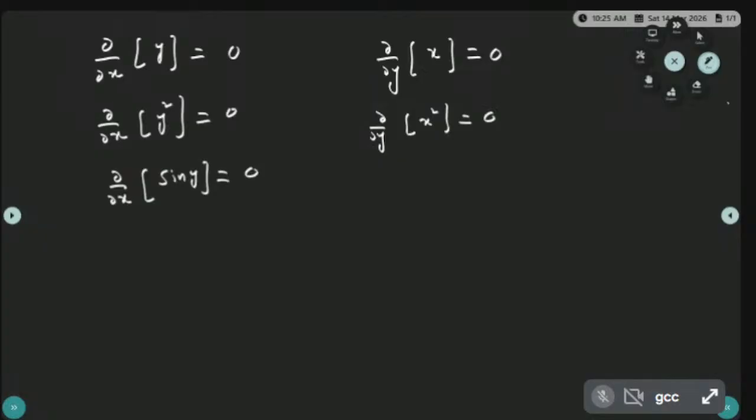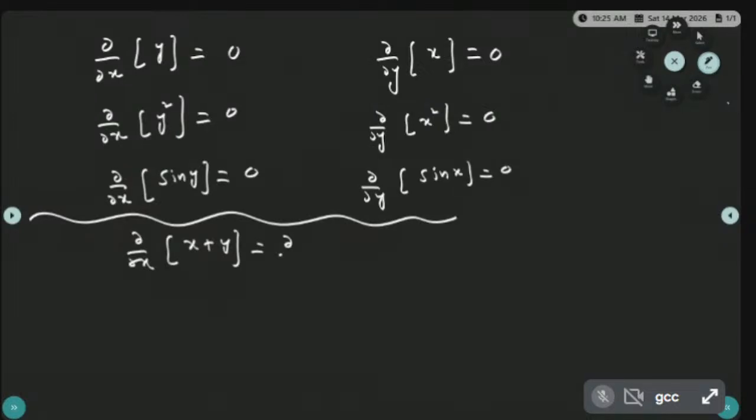See, dou by dou x of x plus y. That is dou by dou x of x plus dou by dou x of y. May I know what is the answer? These two belong to same or different? Same, the answer is 1. These two belong to different families, dou by dou x of y is 0. Are you clear? Dou by dou x of x, same family, 1. X y, opposite family, 0.